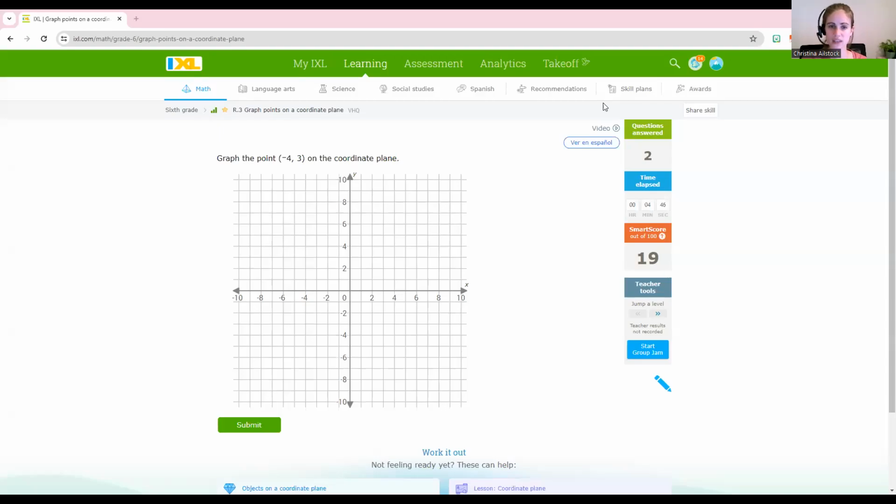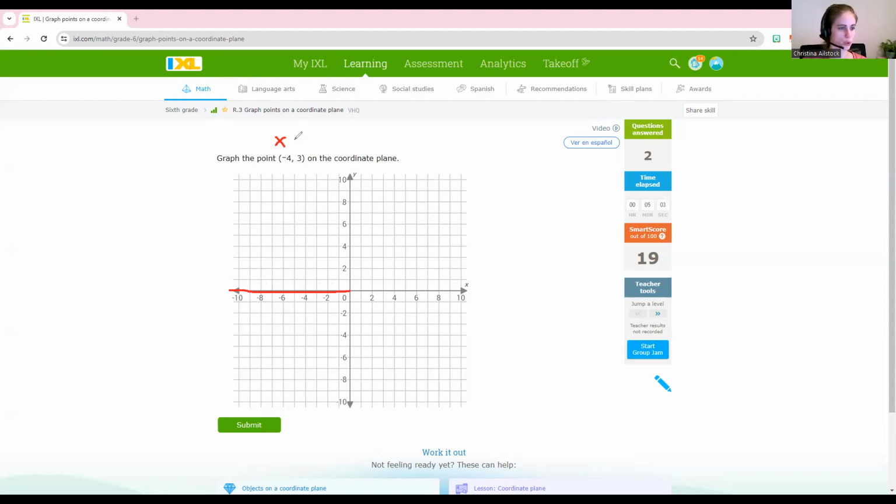All right, let's do one more like this before we take it up a notch and go for a little bit more challenging one. All right, our first point here, we have our first value, which is our x. It's a -4. Remember, this is your x-axis. That's the negative side of things.